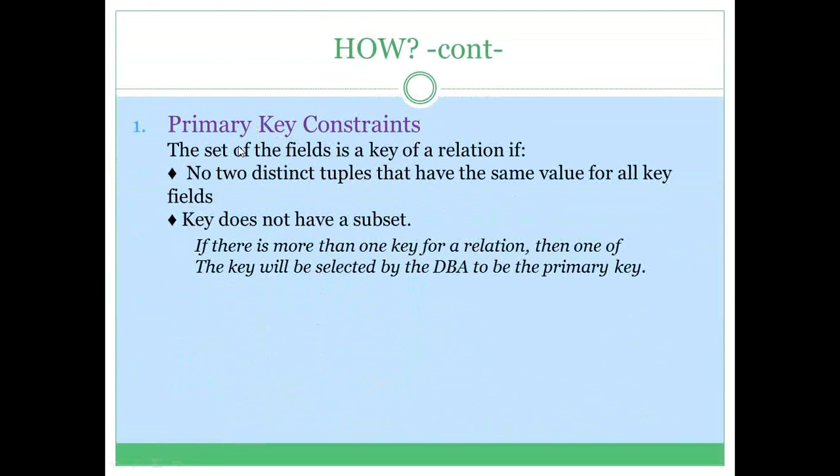What is it? A set of fields is a key of a relation if no two distinct tuples have the same value for all key fields, and the key does not have a subset. If there is more than one key for a relation, then one of the keys will be selected by the DBA to be the primary key. So there won't be two primary keys. Primary key only contains one, and if there are two candidate keys in a relation, the DBA will select which is the primary key in this table.